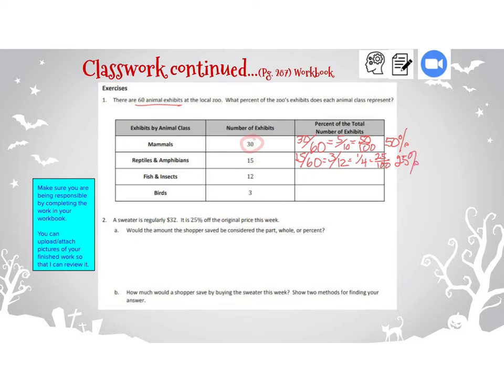So what about 12 out of 60? Well, 12 out of 60, if I reduce it by, let's say 6, there's a 2 and there's a 10, 2 tenths. And then I build that back up to out of 100, I get 20 out of 100, which means that's 20%.